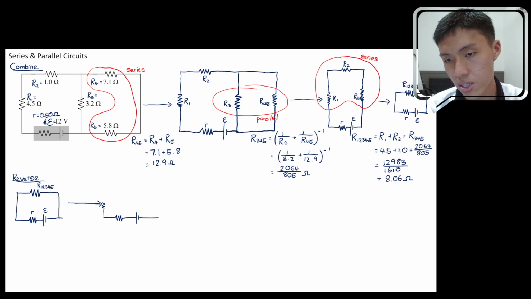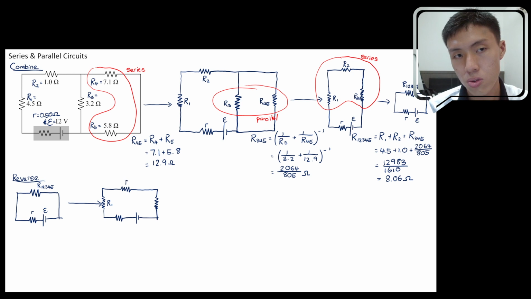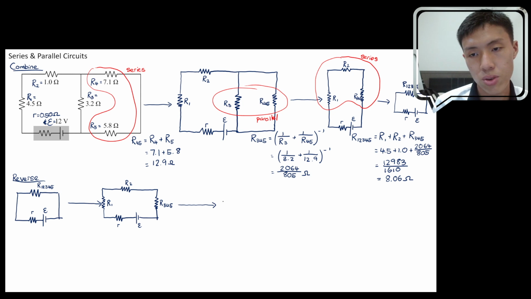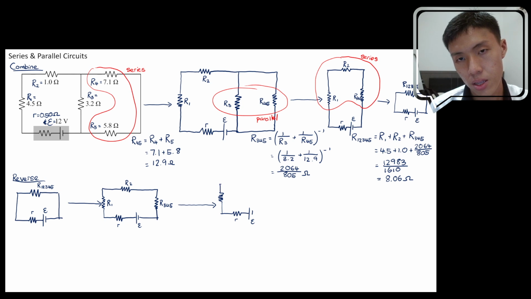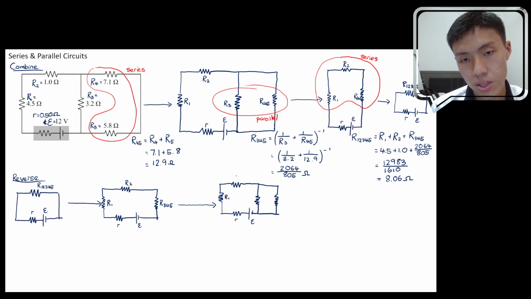So let's sketch it out. 3 resistors, first one, second one, third one. Okay, so this should be R1, R2, and R345. Then this should be small r and epsilon. Okay, you continue your reverse, the third last diagram that you have. Again, you have your internal resistance and your battery. That is still the same. You have your R1, you have your R2, you have your R3, you have your R45. Okay, label everything clearly. This one is R1, this one is R2, this one is R3, this one is R45.